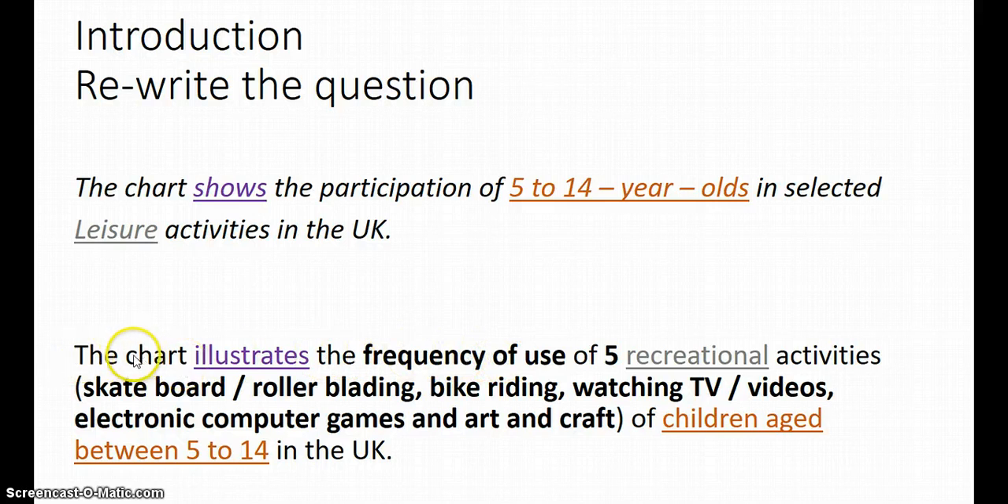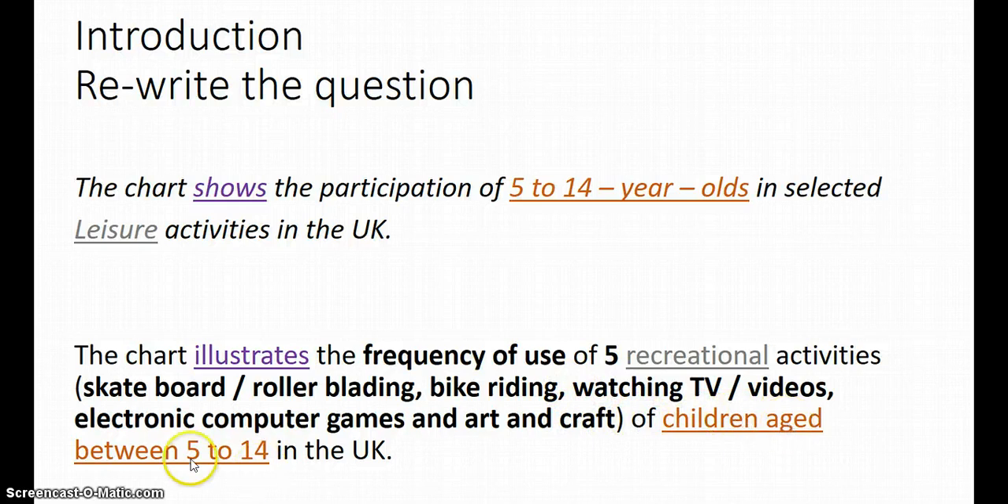Let's see. The chart illustrates, instead of shows, I've got illustrates, the frequency of use. That means how often activities are used. The frequency of use of 5 recreational activities. Recreational is another word for leisure. So the word 5 I have got from the chart because there were 5 activities. 5 recreational activities, and I need to say what the activities were: skateboarding, rollerblading, bike riding, watching TV or videos, electronic computer games, and art and craft. And I've got all of this from the chart.